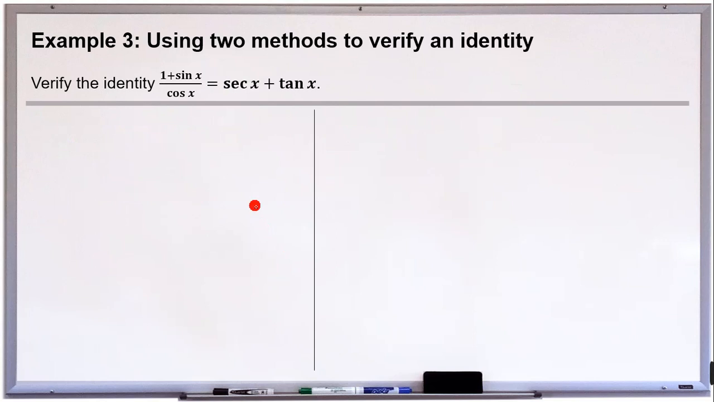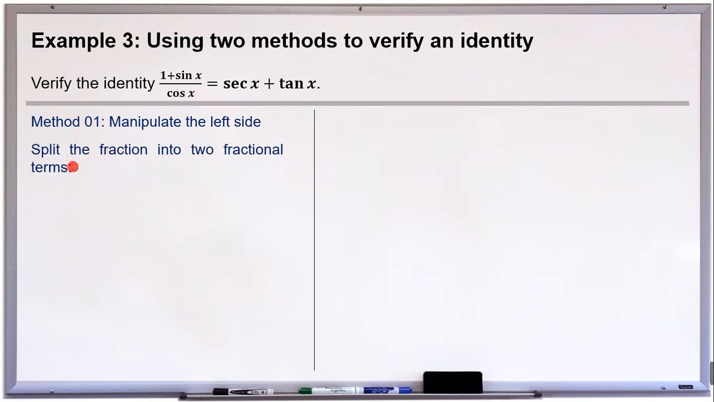Next, example number 3, using two methods to verify an identity. This means that we're going to manipulate both sides of the equation, the left side and the right side. Now let's start with the first method, that is the manipulation of the left side, because as you can see, both sides of the equation are somewhat complex.